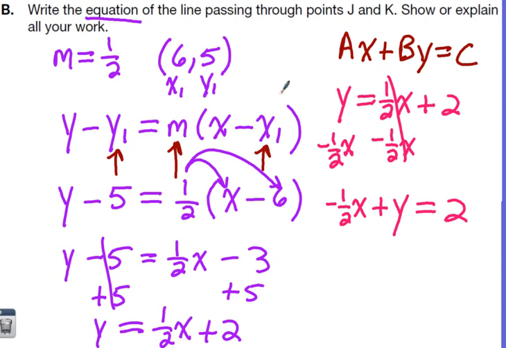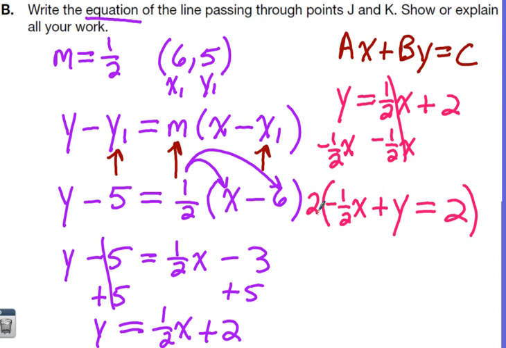So here's what we do. We have to rewrite this without using a fraction. How can we make negative 1/2 not a fraction? Multiply it by something like 2. But if you're going to multiply that by 2, you have to multiply the entire equation by 2. Okay, does that make sense?